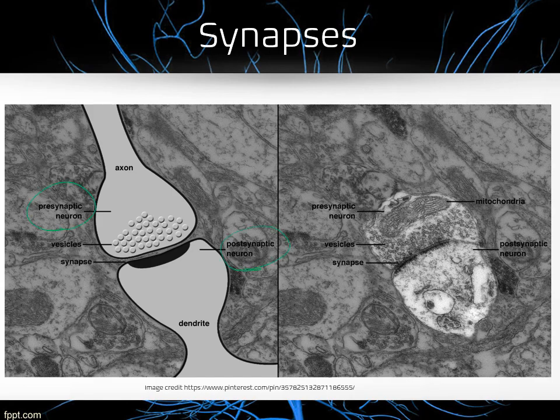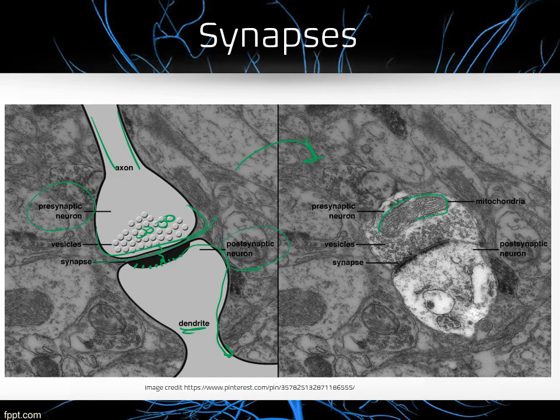Postsynaptic nerve cell. The synapse is that gap between the two cells. Axon, axon terminal, lots of vesicles that are going to hold neurotransmitters here. The dendrite here has lots of receptors, protein receptors, that those neurotransmitters will bind to send the signal along that second cell. Here's that same picture, that same micrograph, but without the help of the diagram.